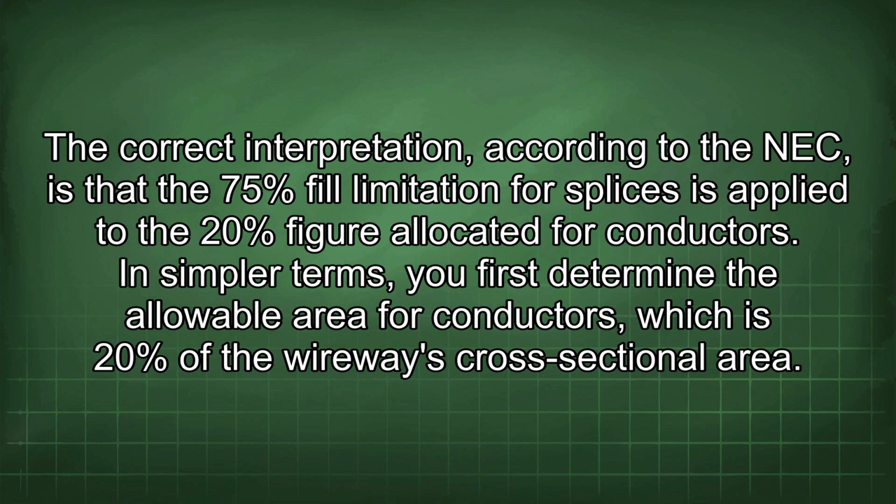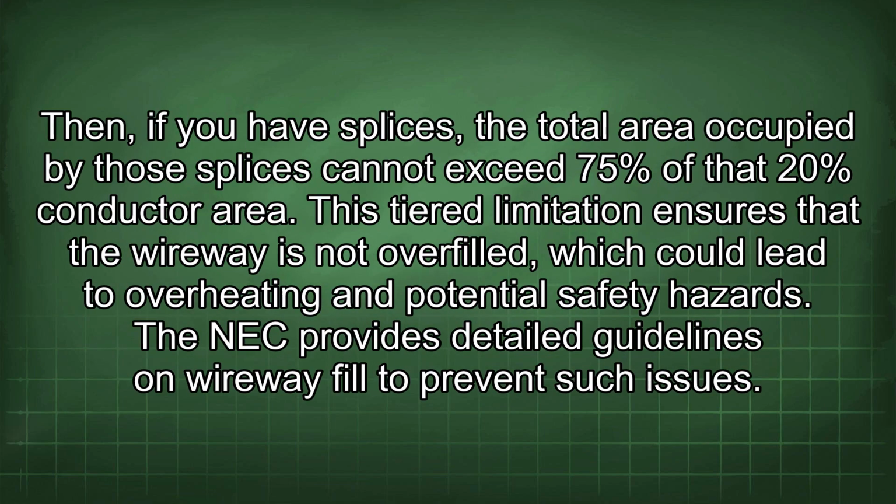The correct interpretation, according to the NEC, is that the 75% fill limitation for splices is applied to the 20% figure allocated for conductors. In simpler terms, you first determine the allowable area for conductors, which is 20% of the wireway's cross-sectional area. Then, if you have splices, the total area occupied by those splices cannot exceed 75% of the 20% conductor area. This tiered limitation ensures that the wireway is not overfilled, which could lead to overheating and potential safety hazards. The NEC provides detailed guidelines on wireway fill to prevent such issues.